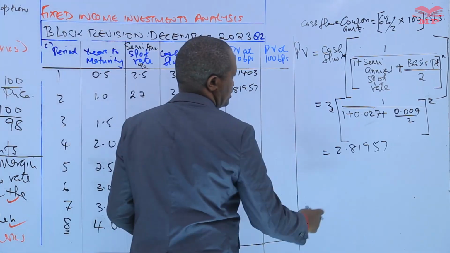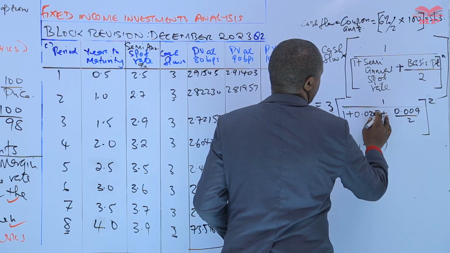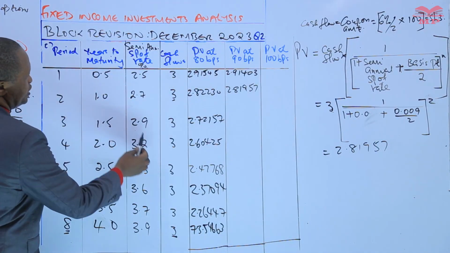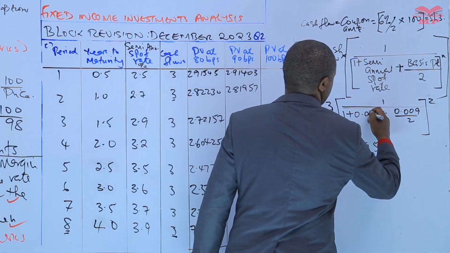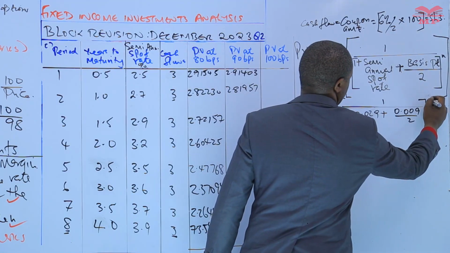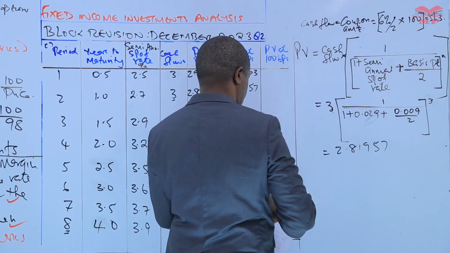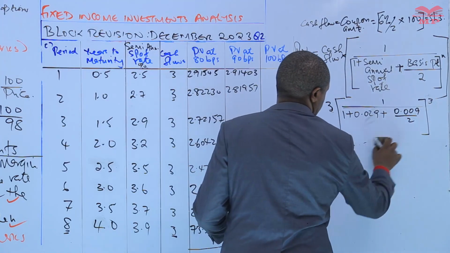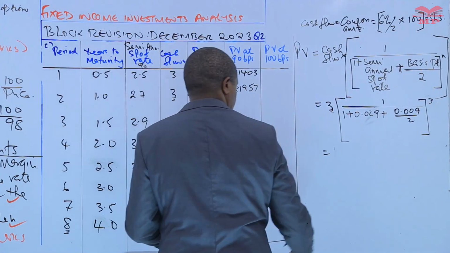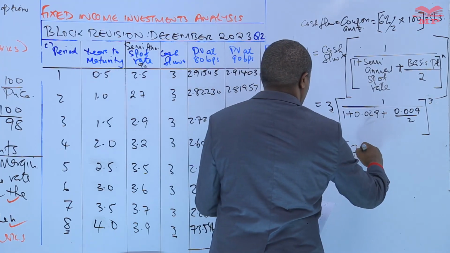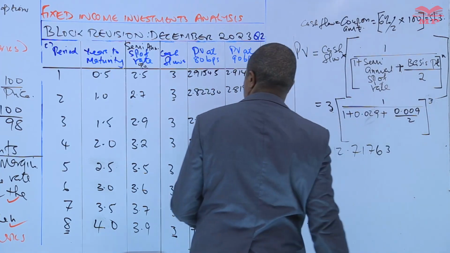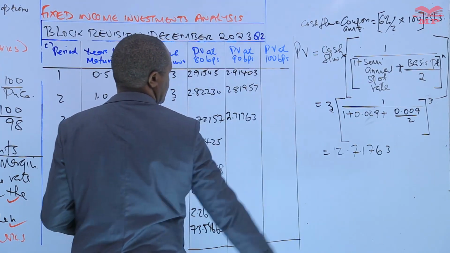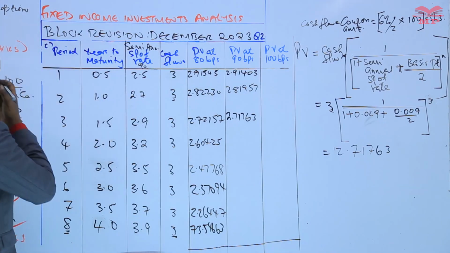2.81957. Third period, the semi-annual spot rate is 2.9. We raise to 3, giving us 2.71763. That is the third year or third period.